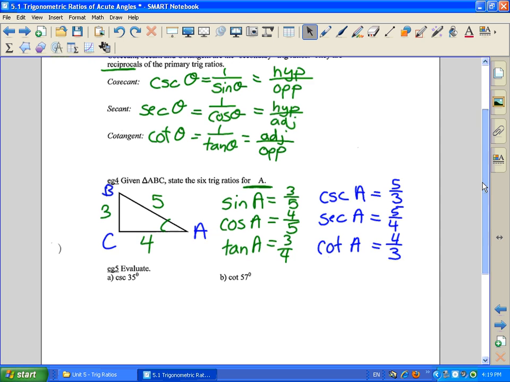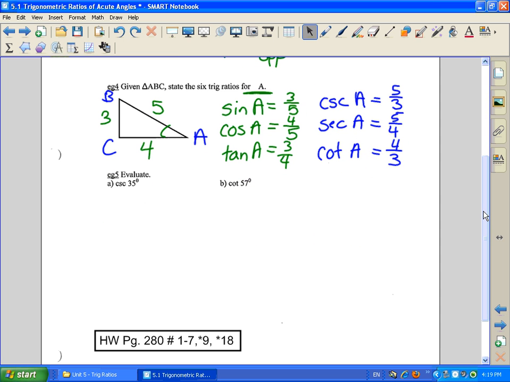All right, almost done. Now we're going to learn how to evaluate using our calculator. Notice, ladies and gentlemen, that these short forms, cosecant, cotangent, and secant, aren't buttons on your calculator. So you have to know which reciprocal it matches. Okay? Once you know that, then you can figure this out. So for example, cosecant is the reciprocal of sine. So it's going to be 1 over sine of 35 degrees. And just plug it in your calculator, ladies and gentlemen, and it equals approximately 1.7.